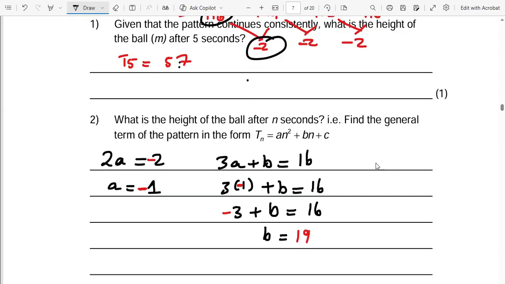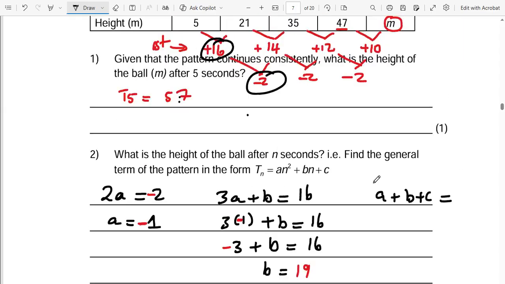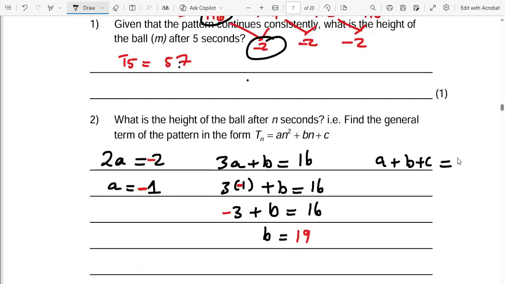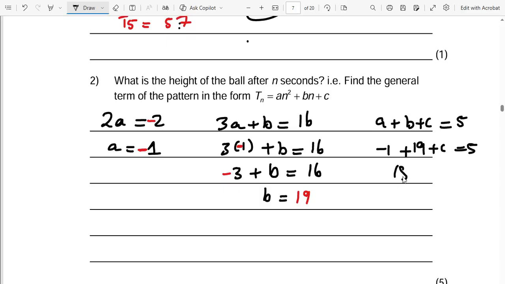Oh, this is very good. Then I have A plus B plus C. This is equal to the first term of the sequence. That is 5. So this will be equated to 5. A was minus 1. We add B, which is 19. We say C is 5. That's 18 left. So this is 18 plus C is 5. So C will be 5 minus 18, which gives you negative 13.